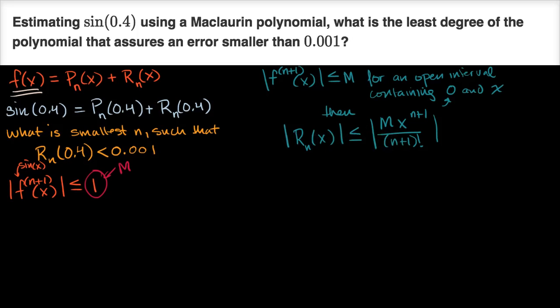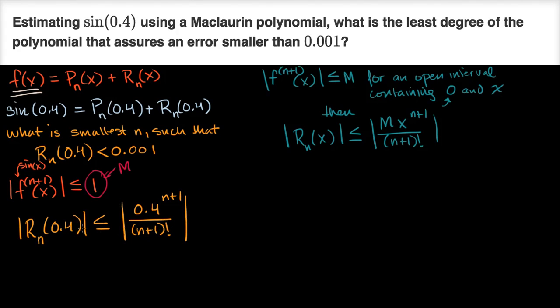So we can say that the remainder of our nth degree Maclaurin approximation at 0.4. So our x in this particular case is 0.4. We don't have to do it generally for any x here. It is going to be less than or equal to, our M is 1, so I won't even write that down, our x is 0.4, 0.4 to the n plus 1 over n plus 1 factorial. And we're taking the absolute value of this whole thing. This is the Lagrange error bound.